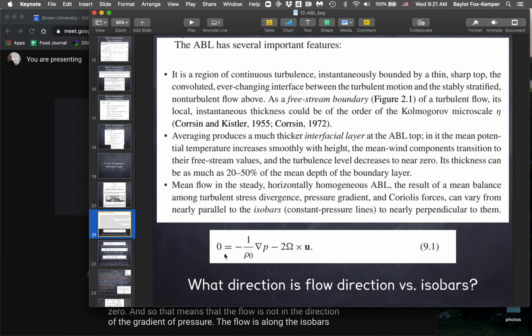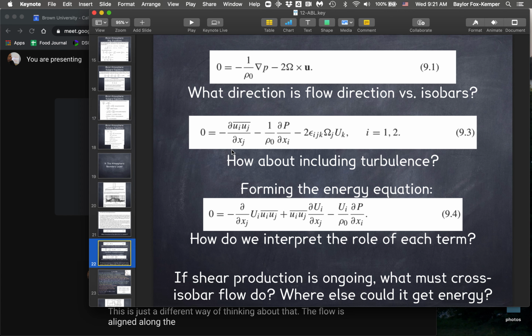We talked about that before when we talked about geostrophy and ballast, and about the pressure being the stream function for the geostrophic flow. This is just a different way of thinking about that. The flow is aligned along the isobars. But what happens if we include the turbulent stresses? So rather than this equation, we have one here that has the Reynolds stresses in it.